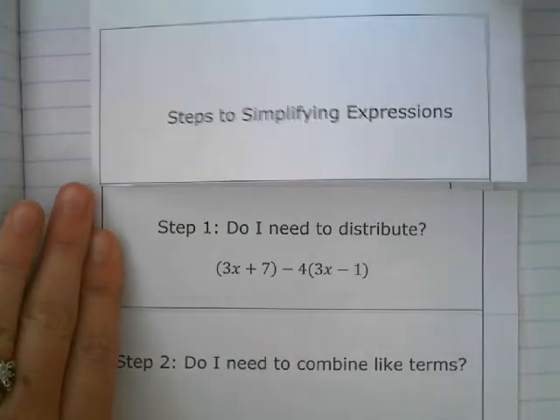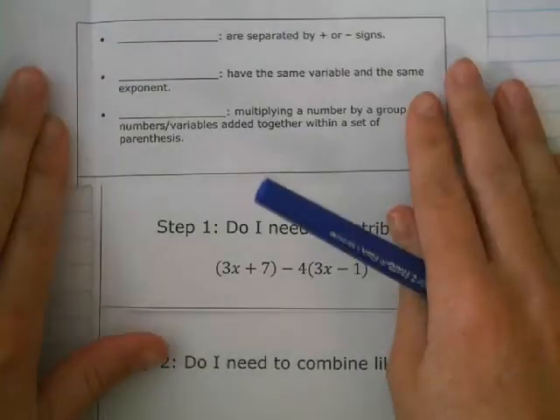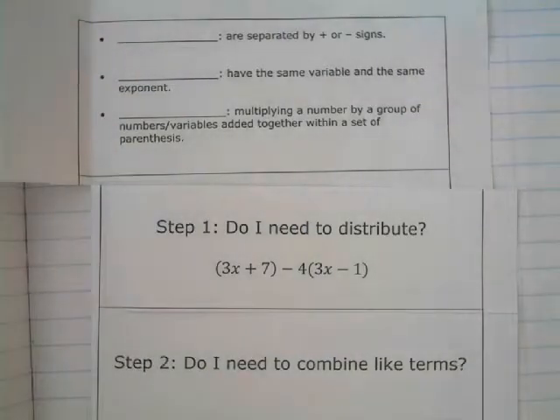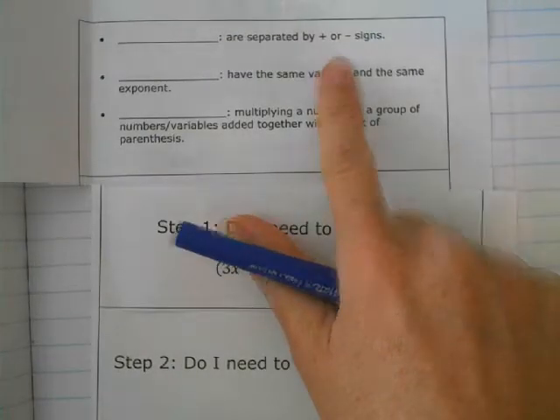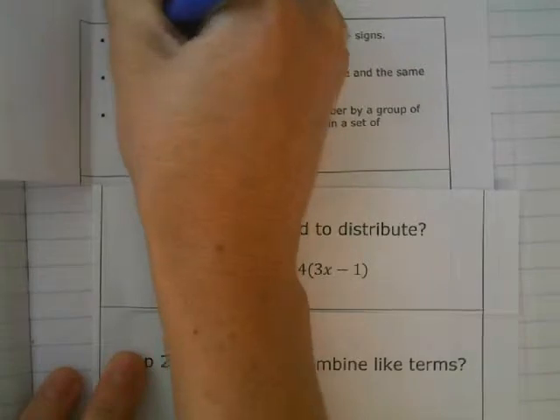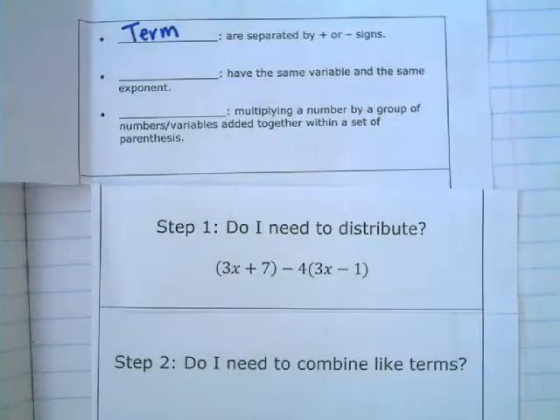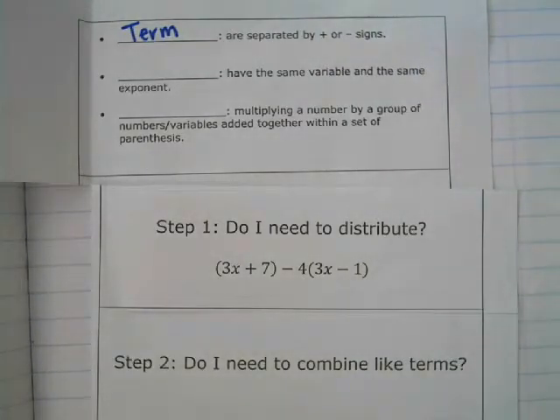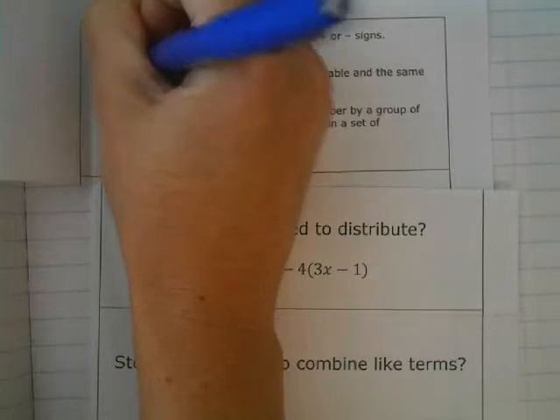Our first thing is, if we open this up, we have a couple of important vocabulary terms that we want to know what they mean. The first says that they are separated by plus or minus signs. That is going to be a term. The second says that they have the same variable and the same exponent. That is what we call a like term.